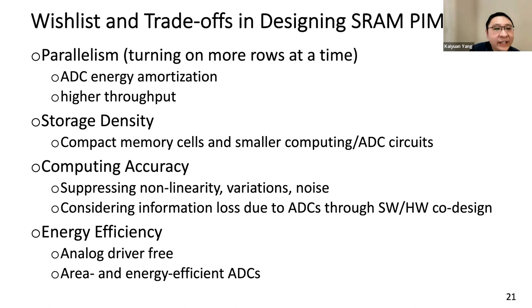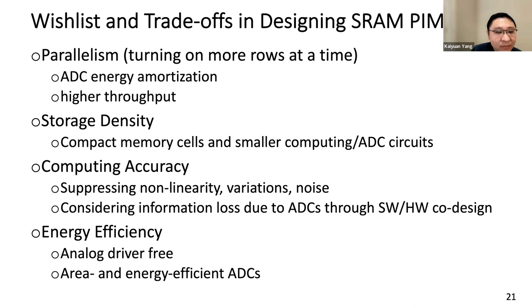Second, we want a high storage density, especially for edge computing. We probably want to store the entire model within the on-chip memory so that the storage density should be high. And that means we want to use the most compact memory cells, meaning the 6-transistor or maybe 8-transistor standard cells that's widely used in the industry, instead of using very customized complex circuits for the computing and storage. And also this means we want smaller circuits for the analog to digital converters and digital to analog converters.